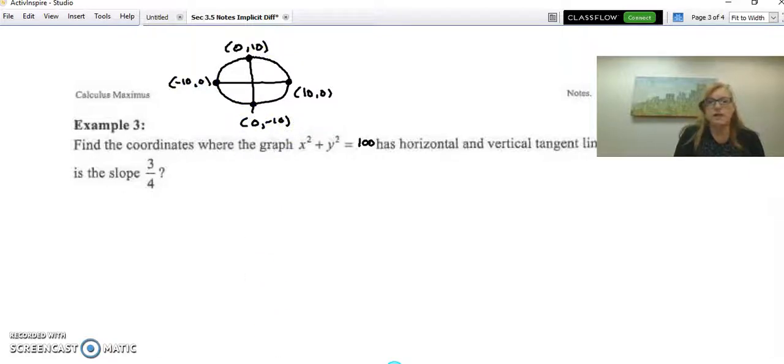And we already know the locations of the horizontal tangent lines. That would be at 0, 10 and 0, negative 10. And we know the vertical tangent lines are going to be at 10, 0 and negative 10, 0. So I already know the answer before I start this. I'm just using this example to show you what's going to happen when we use implicit differentiation for this. Part A is going to be the horizontal, part B is going to be the vertical, and then the last one, when the slope is 3/4, that's going to be part C.